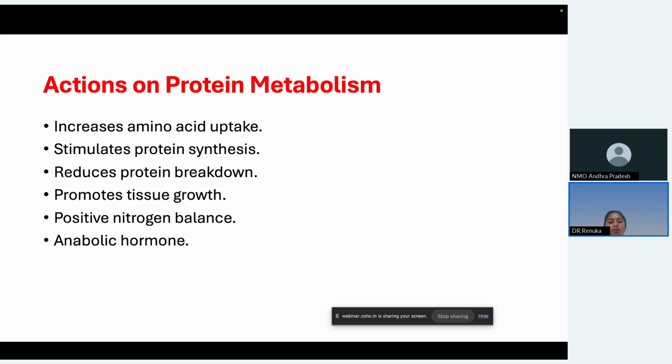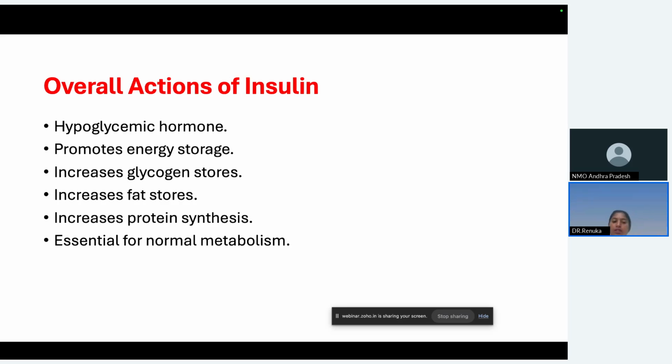Next, what are the overall actions of the insulin? It is a hypoglycemic hormone. It reduces the blood glucose concentration. It promotes energy storage. It gives glucose to all the cells except the brain. It increases glycogen storage, and it increases fat stores. It increases protein synthesis, and it is essential for the overall normal metabolism of the body.